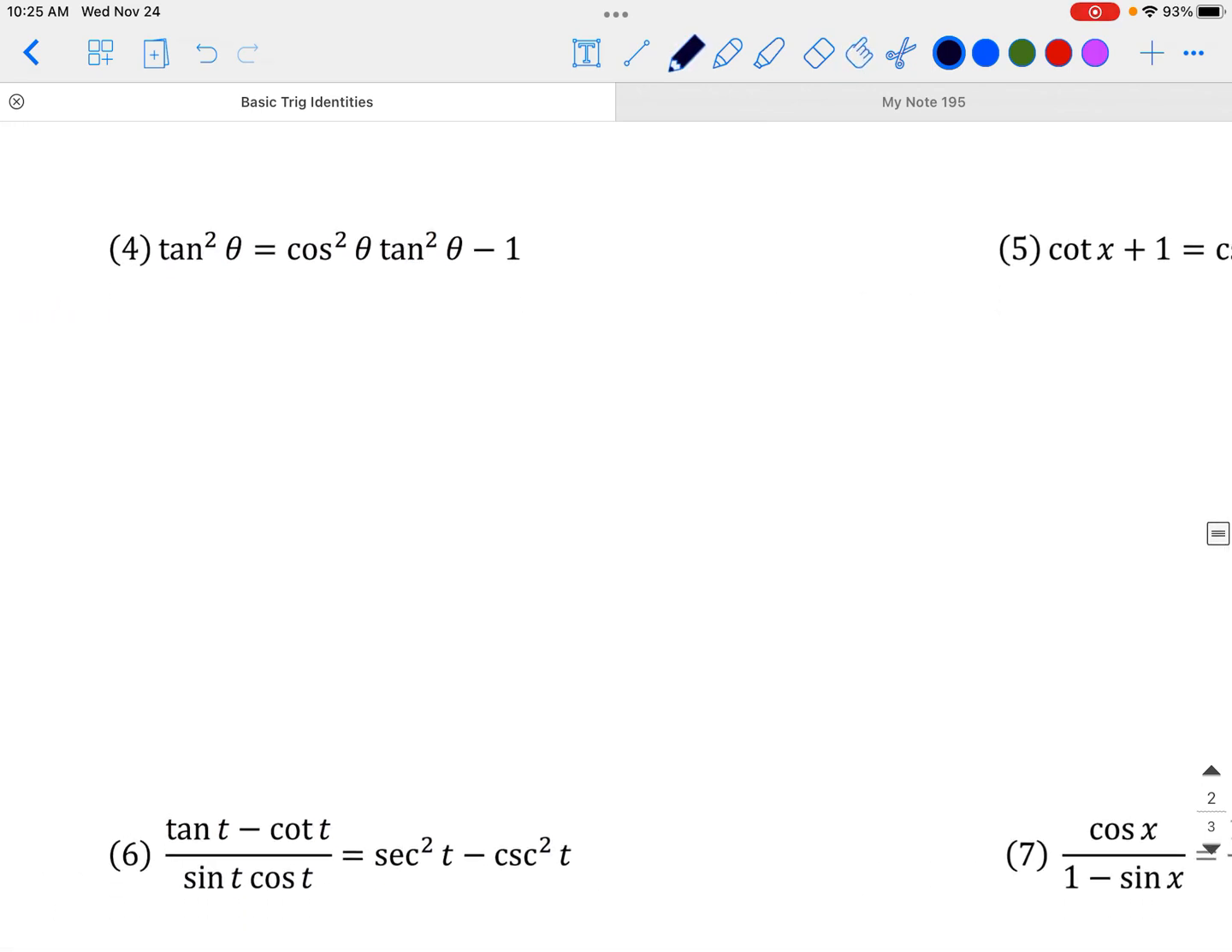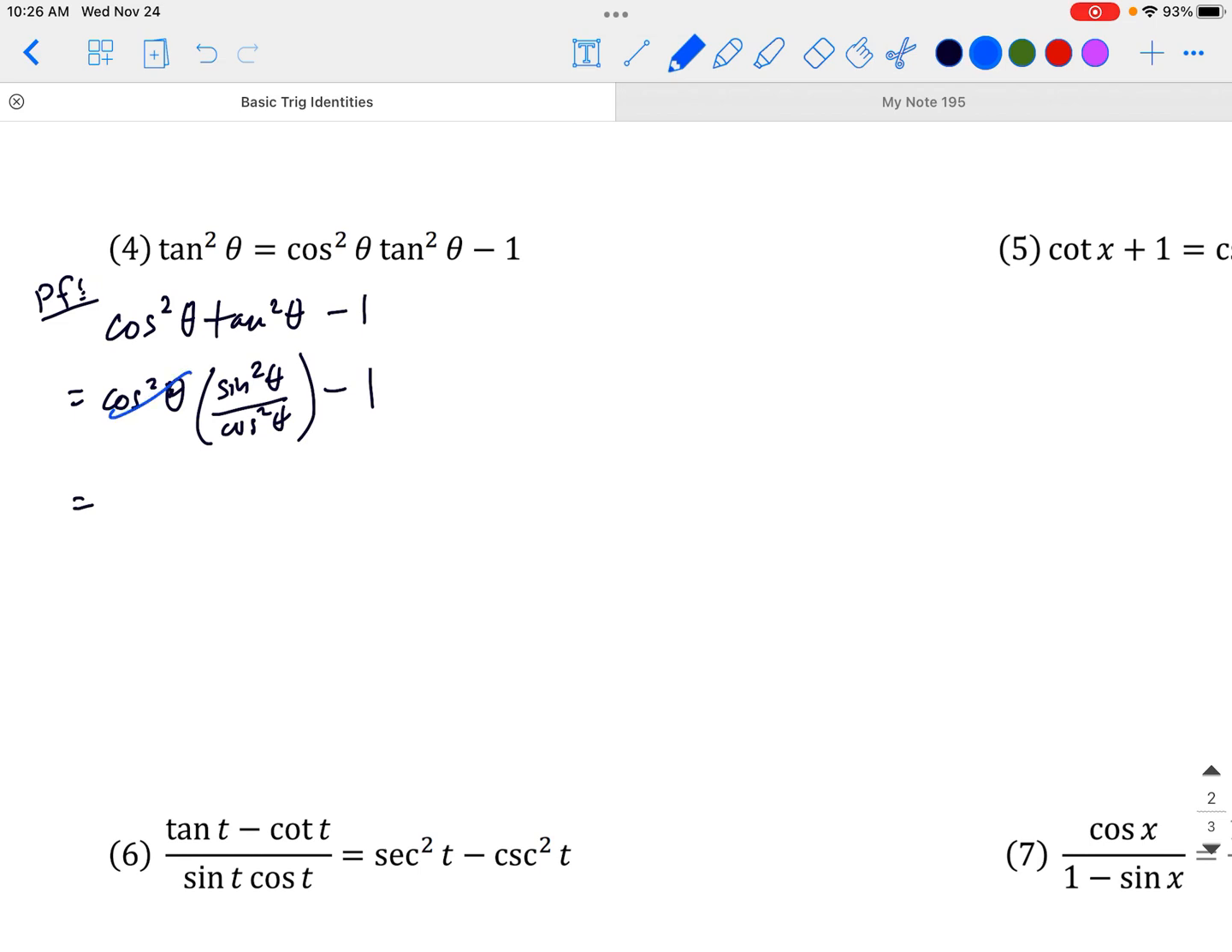So here's a case where the right-hand side definitely looks like it's going to be where we want to start. So why don't we start with that side? So we've got cosine squared tangent squared theta minus 1. And so we'll definitely rewrite the tangent squared, it looks like. So we've got cosine squared theta and then sine squared theta over cosine squared theta.